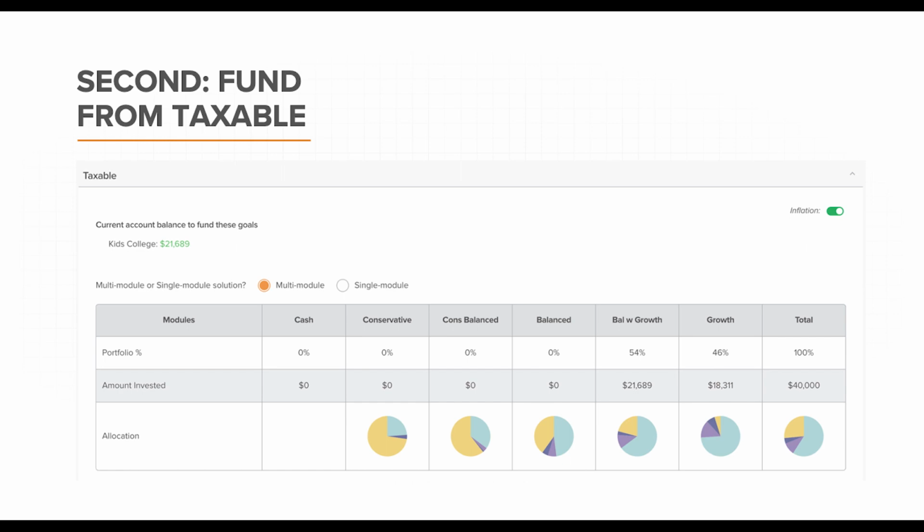Therefore, that money has been pulled from the client's taxable account and has been put into the balance with growth and the growth portfolio. The $21,000 seen here is for the senior year tuition to finish funding.